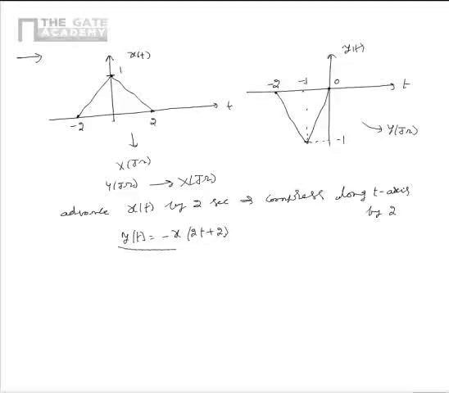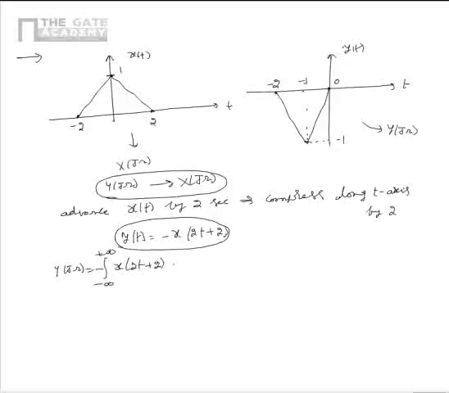But this is a relation between y of t and x of t, whereas we have to find Y of j omega in terms of X of j omega. So we can write that Y of j omega is equal to integral minus infinity to plus infinity y of t, which can be written as minus of x of 2t plus 2 multiplied by e power minus j omega t dt. Substitute 2t plus 2 is equal to p to get t is equal to (p minus 2) by 2 and dt is equal to dp by 2.